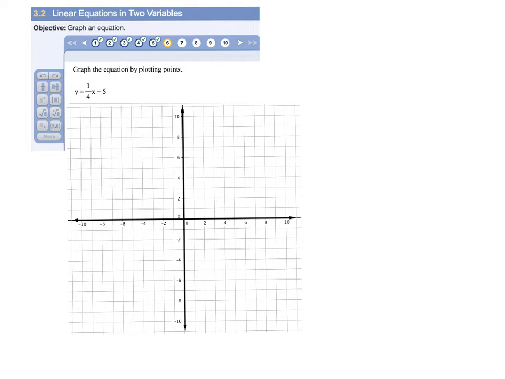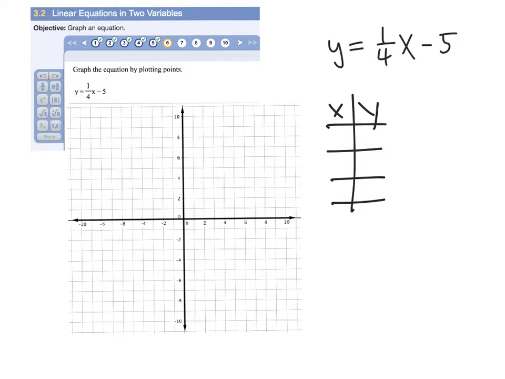And so the idea is our equation is y is equal to 1/4 x minus 5. Okay, so now when we've got this equation, we know that what we're going to do is create an xy table, and then we are going to make our ordered pairs, right?